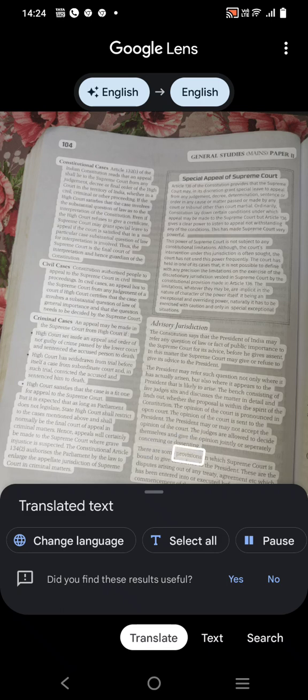There are some provisions in which the Supreme Court is bound to give the advice to the President. These are the disputes arising out of any treaty, agreement, etc. which has been entered into or executed before the commencement of the Constitution.